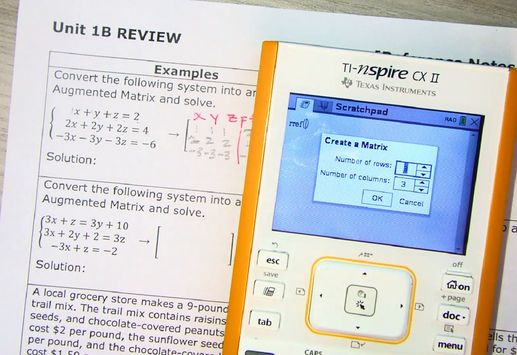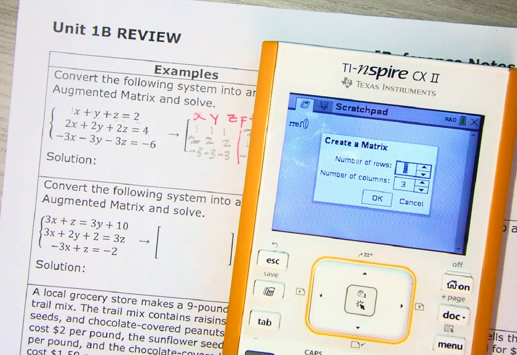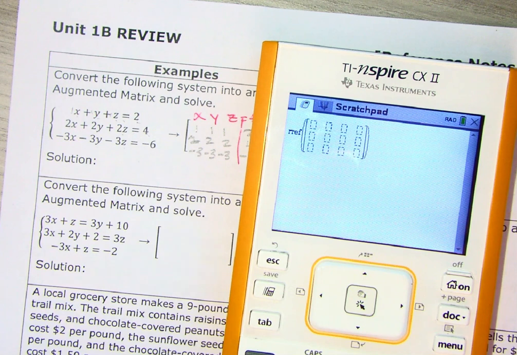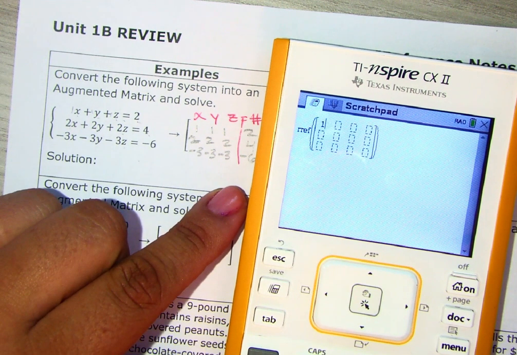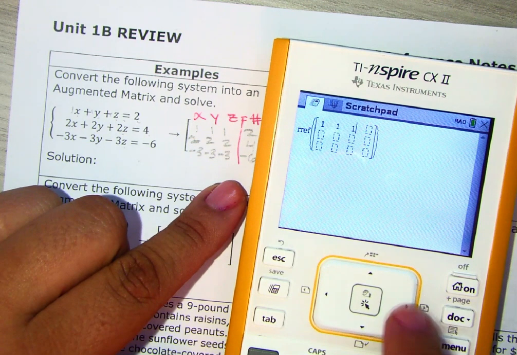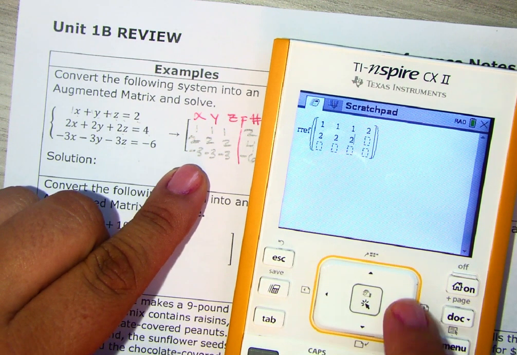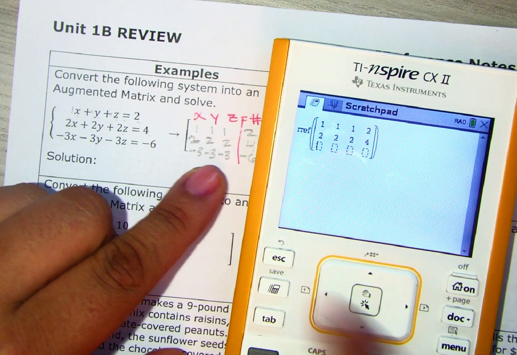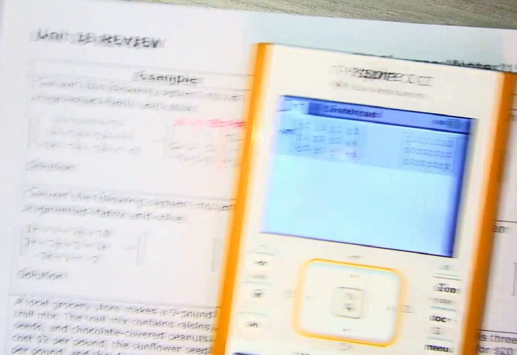So number of rows, 3. Actually, I wrote 3 by 3 accidentally, so let me do 3 by 4 again. I'm going to press tab, number 4, enter, and there, 3 by 4. So you're going to press 1, 1, 1, 2 all across, then 2, 2, 2, 4, then negative 3, negative 3, negative 3, negative 6. When I press enter, I get this as an answer.